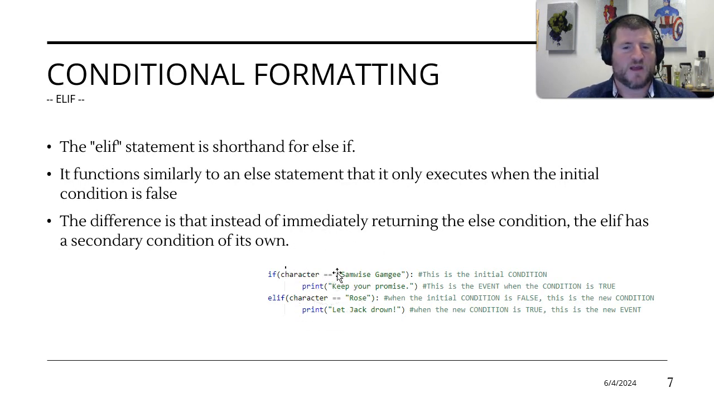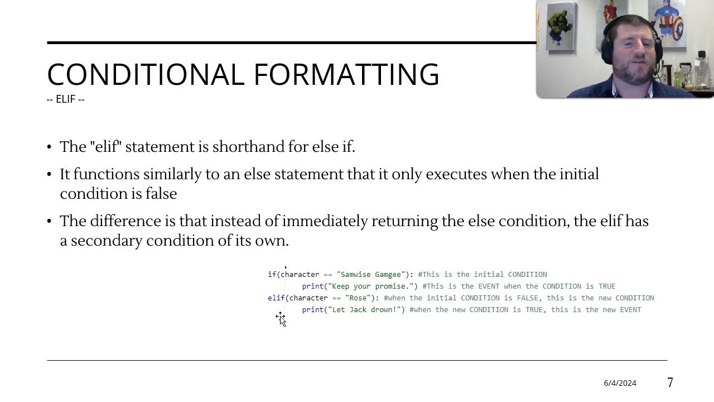So the condition is if the character is Samwise Gamgee, then you keep your promises. As long as this is true, then you keep your promises. And when this is true, it skips the entire else statement. When this condition is true, the else statement never happens. When this is false, it jumps down to the else statement. And then it has a secondary condition, or a new condition. In the event that the character is not Samwise Gamgee, then you check the elif, and if the character is Rose, then you let Jack drown.